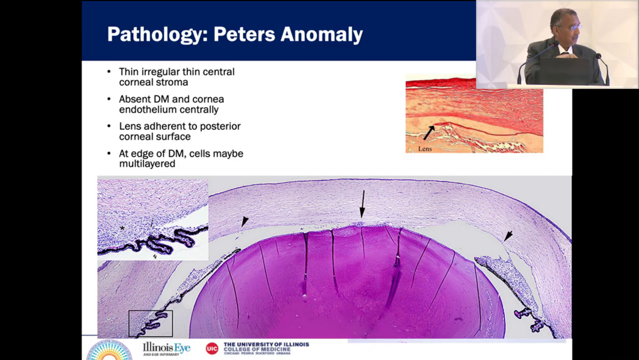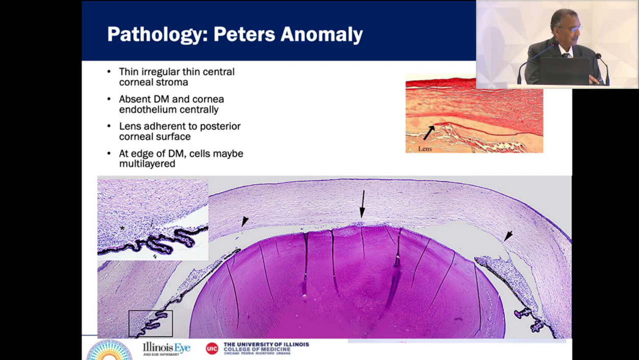This second eye was a very interesting eye. I saw it about 10 years ago as an autopsy eye. Someone called me from the autopsy lab saying that there was a corneal opacity, and it was a rare chromosomal abnormality with Peters anomaly. So it shows a lot of interesting features. Of course, the lens is stuck behind the cornea, as you can see.